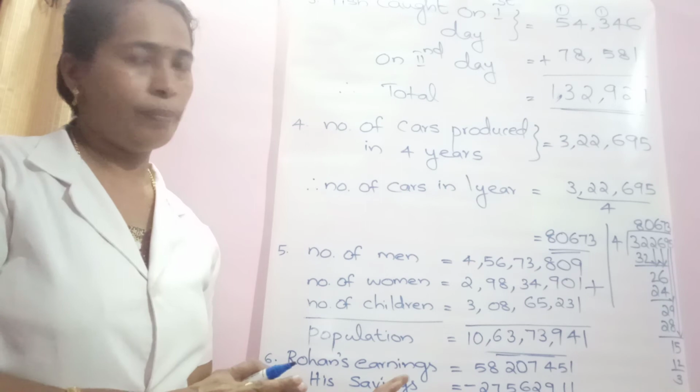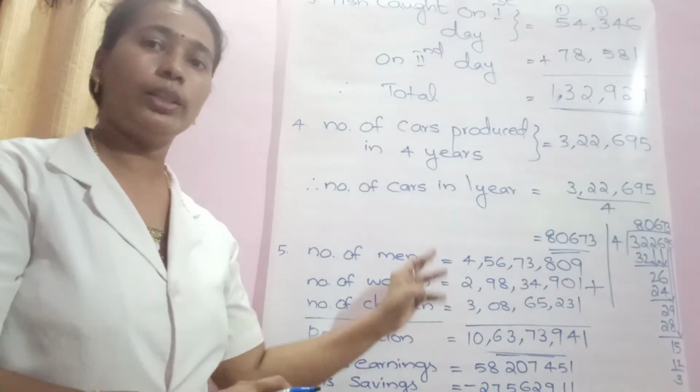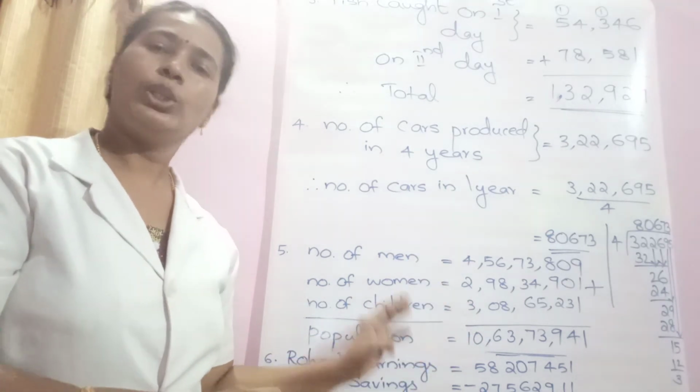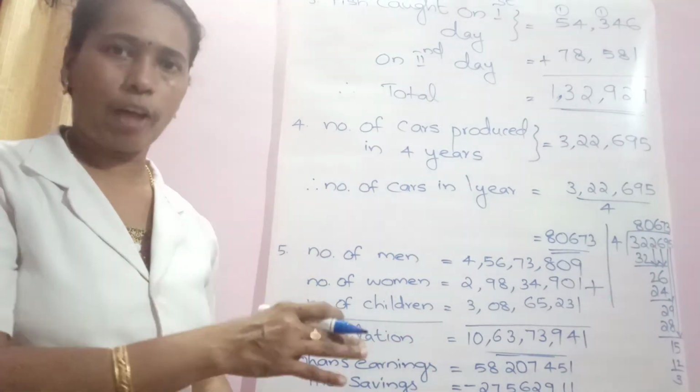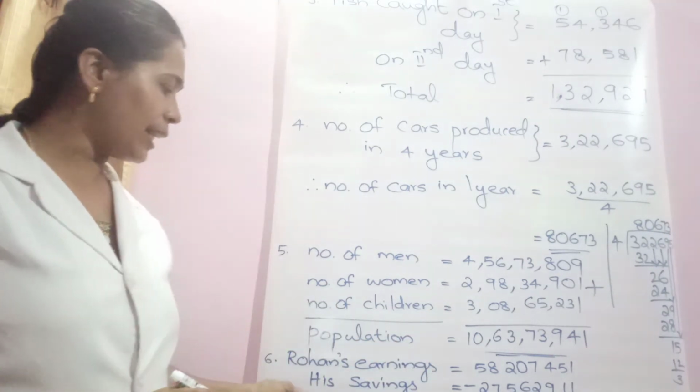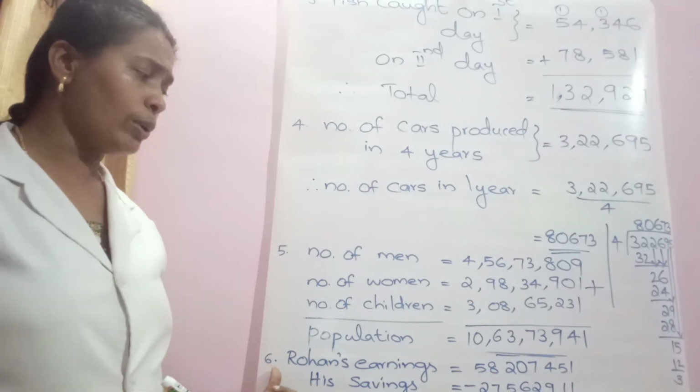Okay. Any other doubt? 3 big numbers. All the 3 numbers are in crores. So you have to add all the 3 numbers one by one. Column-wise you have to add. Next, let us move to the 6th question.